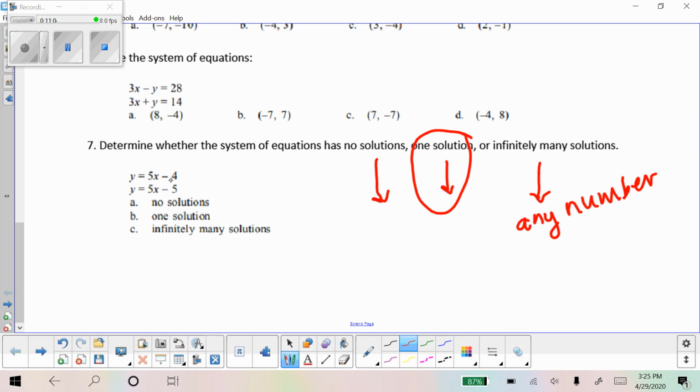All right, so in number 7, I'm going to give you the answer to this. Notice it says y is equal to 5x minus 4, and then y is equal to 5x minus 5. Well, if you have 5x and you subtract 4, how can that be the same as 5x minus 5 if you're using the same x? The bottom equation is always one less than the top one. They're never going to be equal. So this one has no solutions.